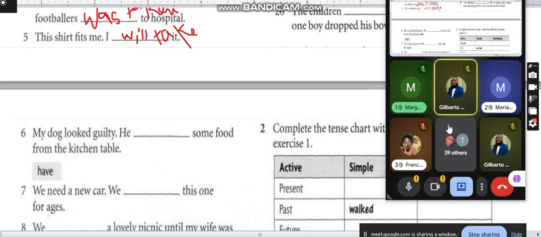Yes, I choose past perfect active. My dog looked guilty. He had taken some food from the kitchen table. Francisca, your hand is on the screen. If you are trying to speak, we can't hear you because your microphone is off.